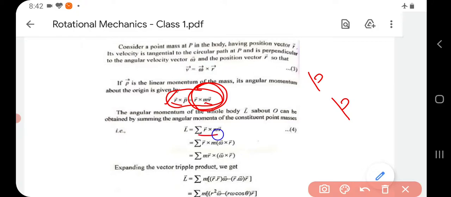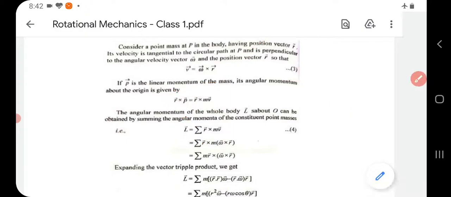Okay, see, sigma r cross mv, that will give you the angular momentum of the whole rigid body, which is denoted by capital letter L. Then sigma is kept as such, r is kept as such, m is kept as such. Instead of v, they have written omega cross r. Why? Because here this is the expression. Okay. Then sigma, you just write this together. That is sigma r cross m omega cross r can also be written as sigma m r into omega cross r. Okay.